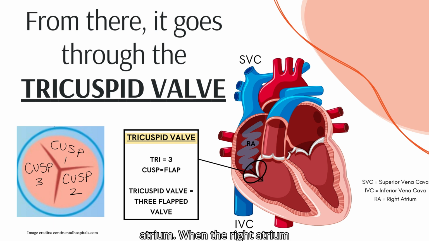When the right atrium contracts, the tricuspid valve opens, allowing blood to flow into the right ventricle. Once the right ventricle is full, the tricuspid valve closes to ensure that blood does not flow backward when the ventricle contracts. So, the job of the tricuspid valve, in simple terms, is to get the blood from the right atrium to the right ventricle and to prevent backflow so that the heart can function properly.